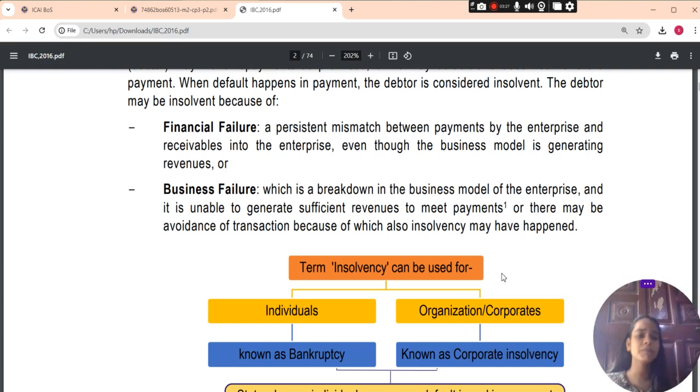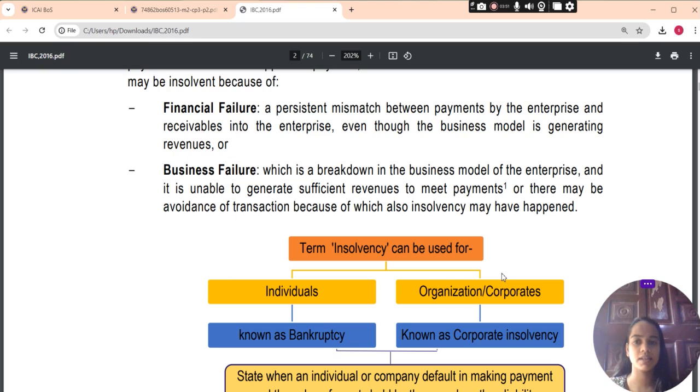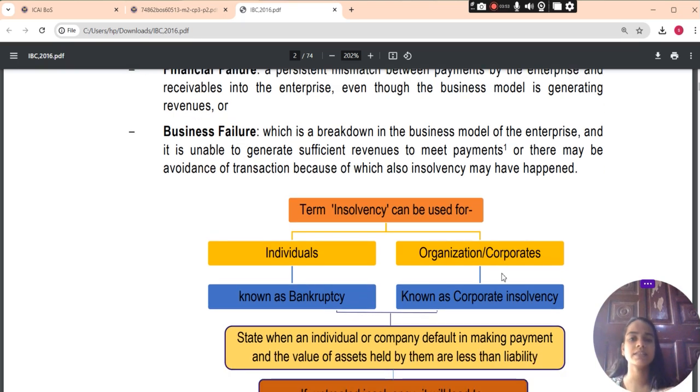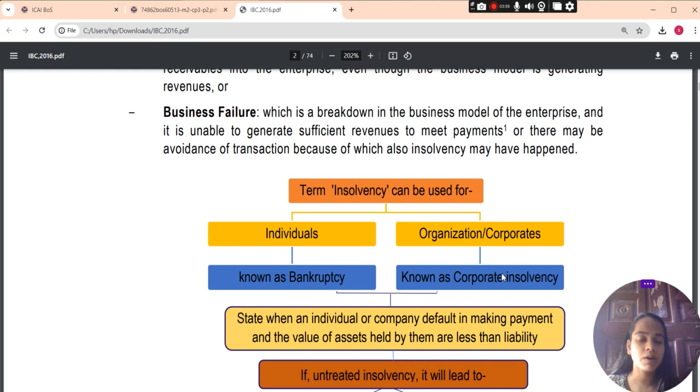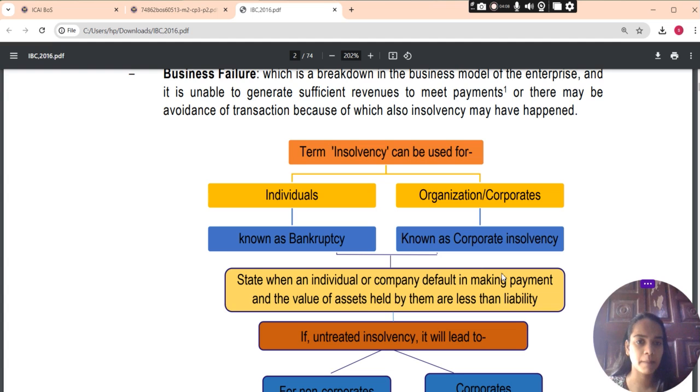So what do we say? When will there be financial failure? When a persistent mismatch occurs between the payments by the enterprise and the receivables into the enterprise, even though the business model is generating revenues, or business failure, which is a breakdown in the business model of the enterprise, and it is unable to generate sufficient revenues to meet the payment, or there may be avoidance of transactions because of which insolvency may also happen.